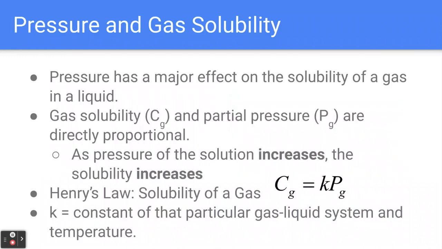When we think about pressure and gas solubility, what we really think about here is that as the pressure of the solution increases, the solubility also increases. And so there's this Henry's law. You don't need to know that. What I really need you to know is that as the pressure of the solution increases, the solubility increases.